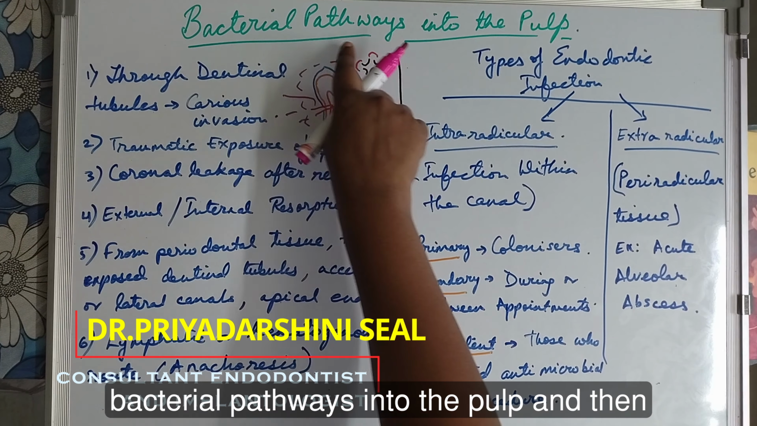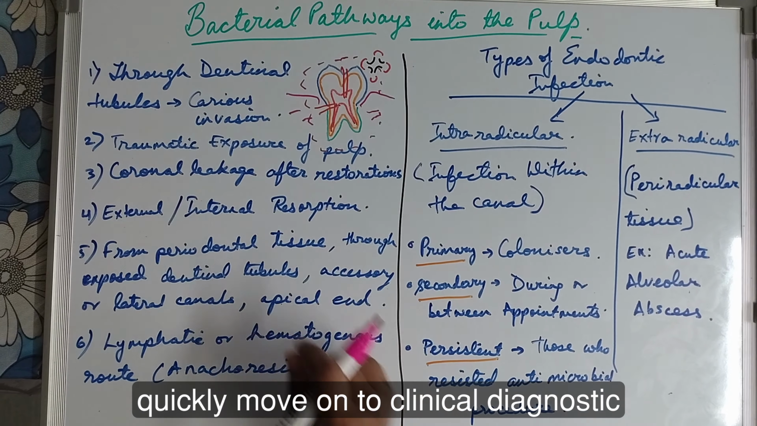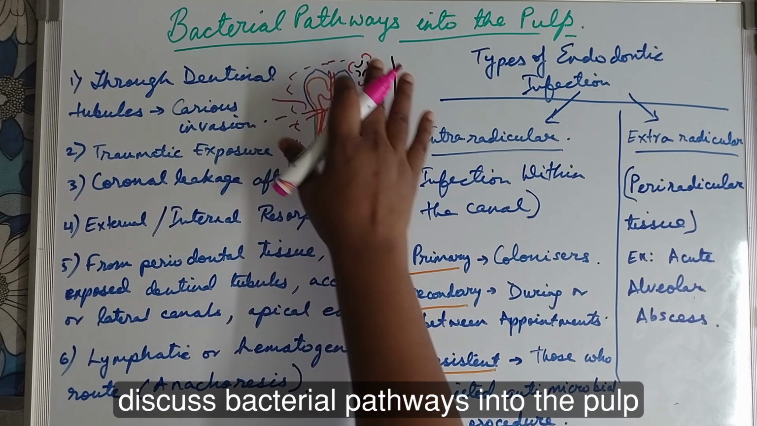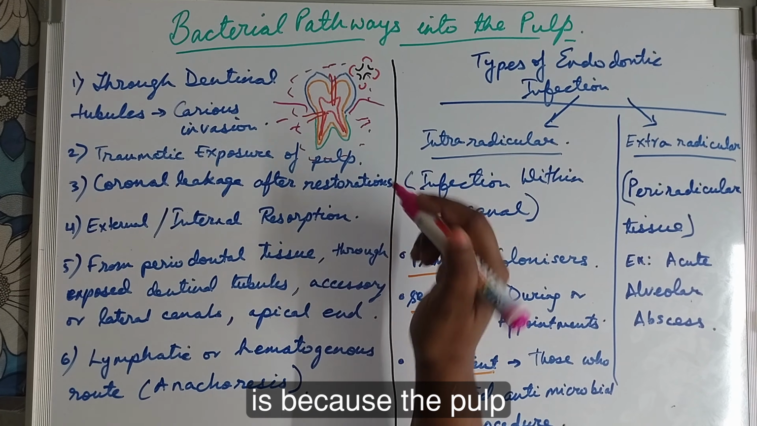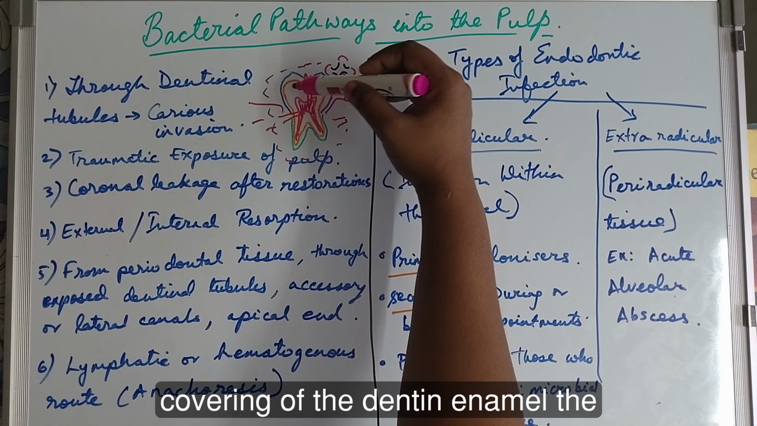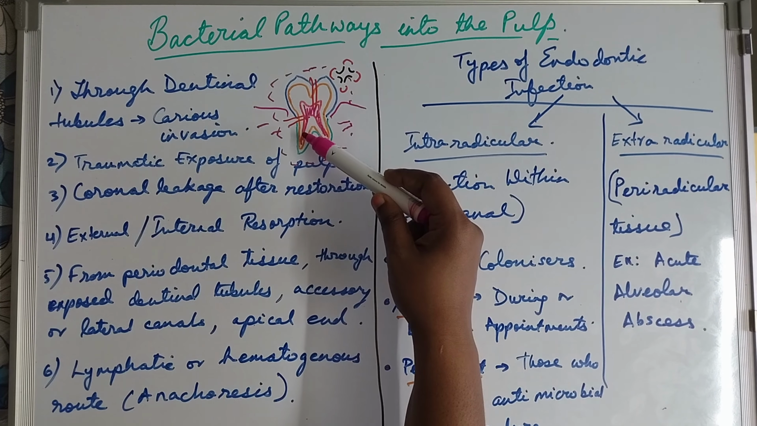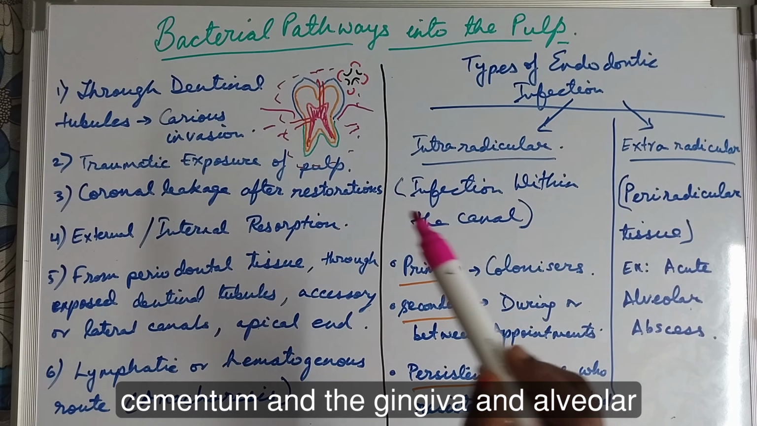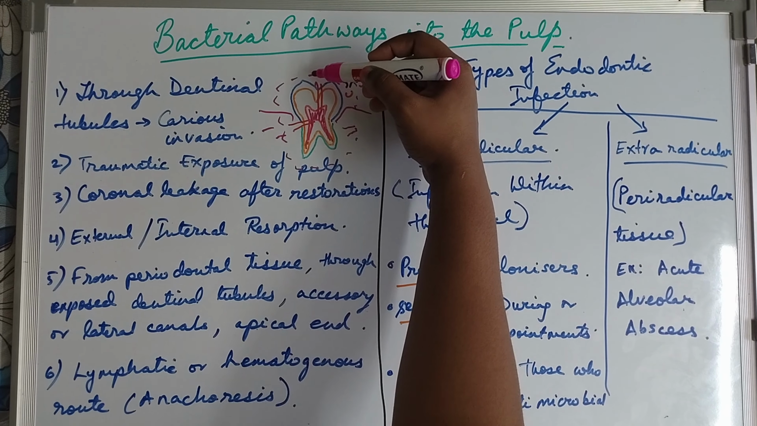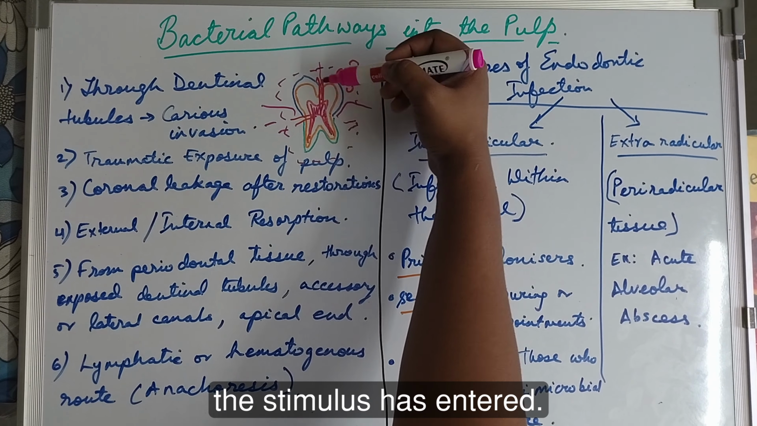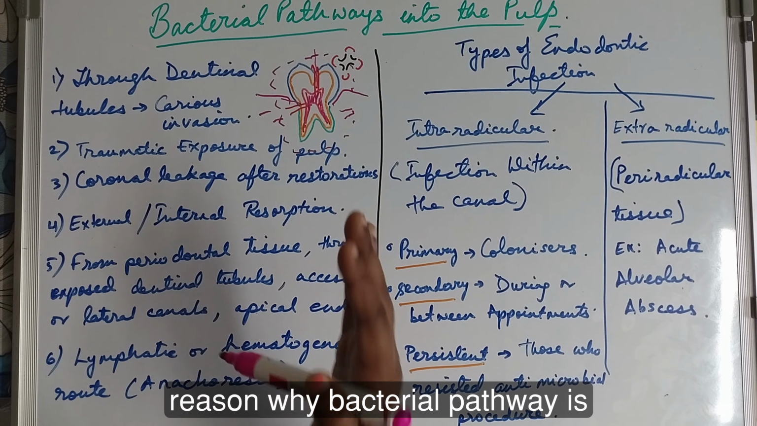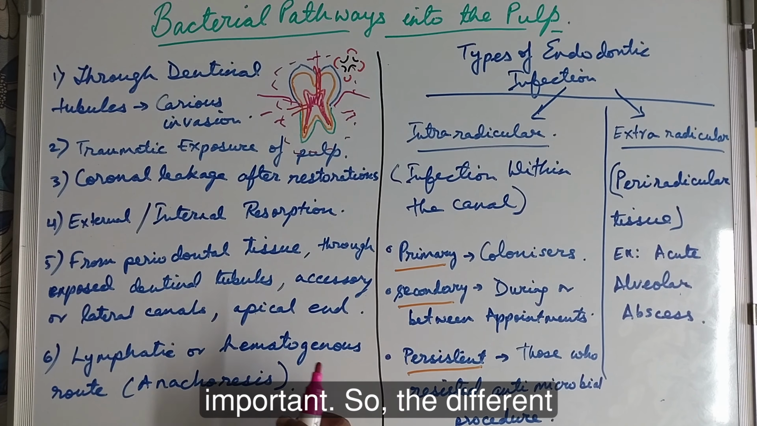Briefly about bacterial pathways into the pulp, and then quickly move on to clinical diagnostic methods. Why it is important to discuss bacterial pathways into the pulp is because the pulp is the soft tissue encased in the hard covering of the dentine, enamel, the cementum and the gingiva and alveolar bone. So there should be some pathway through which the stimulus has entered. Only then there will be pain and infection of the pulp. So that is the reason why bacterial pathway is important.